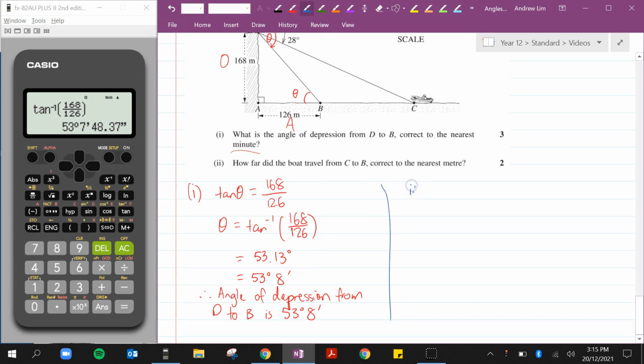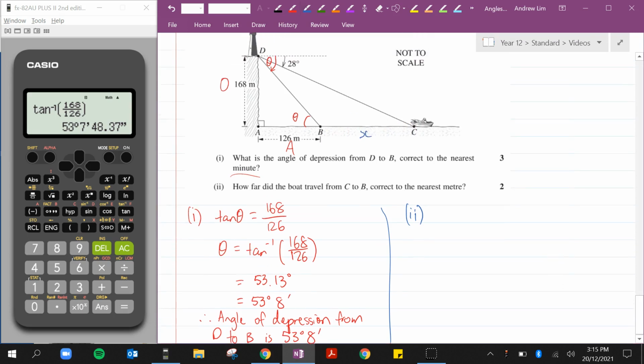Alright, what about part 2? How far did the boat travel from C to B? Correct to the nearest meter. So how far is this? I might call this X. Actually, I might scrap that.